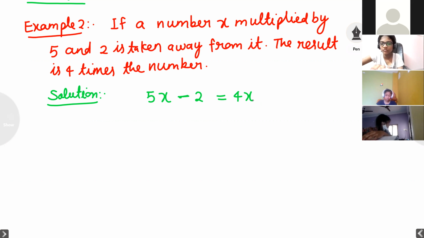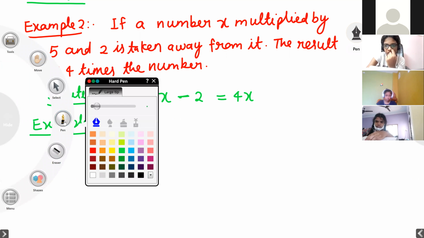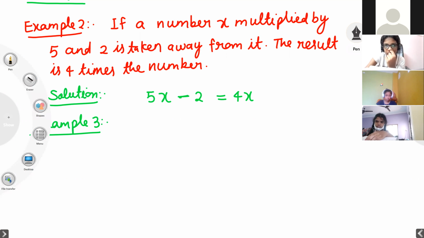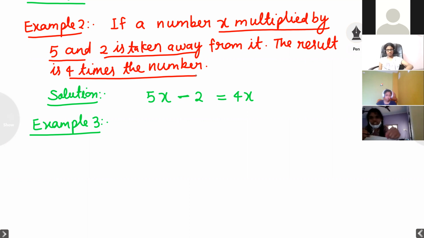Example 3. In this question, x multiplied by 5, 2 taken away means minus, and the result is 4 times the number: 5x minus 2 is equal to 4x. Example 3.